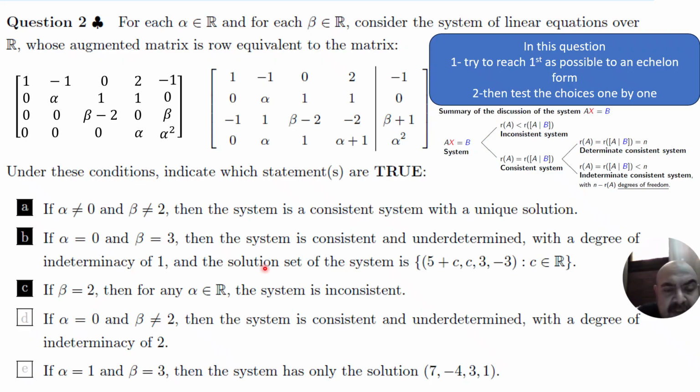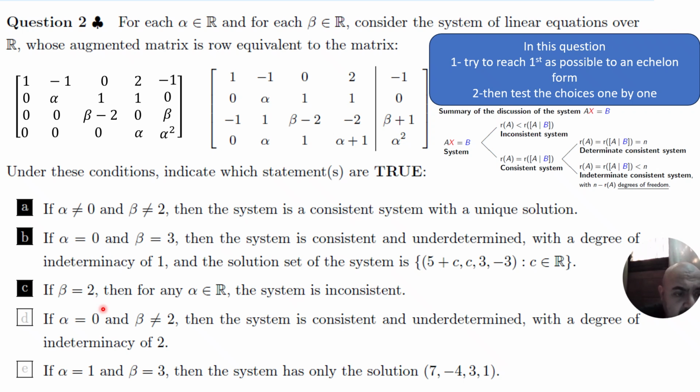The solution set: simply after you put alpha equal to 0 and beta equal to 3, just try to isolate A, B, and C, and you will get the values as you saw. We did that previously, so I don't have to do it with you step by step. Next, if beta is equal to 2, let's test this one. Then for any value of alpha, the system is consistent.